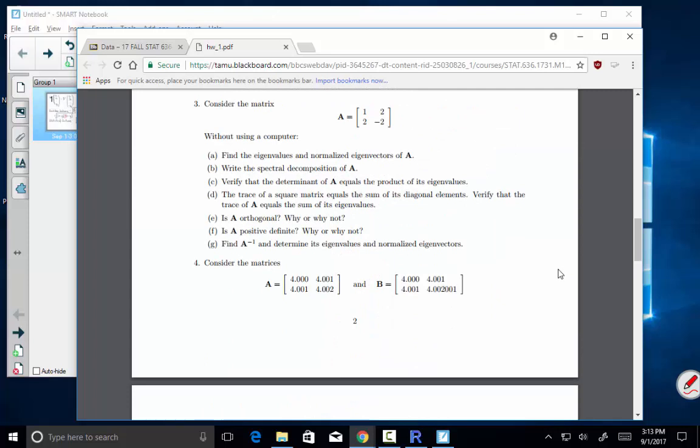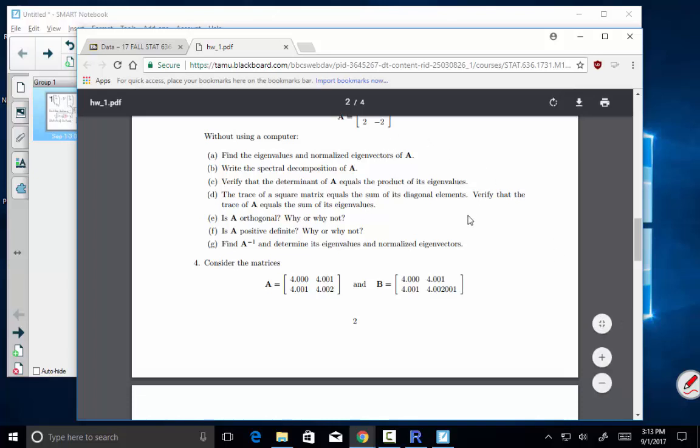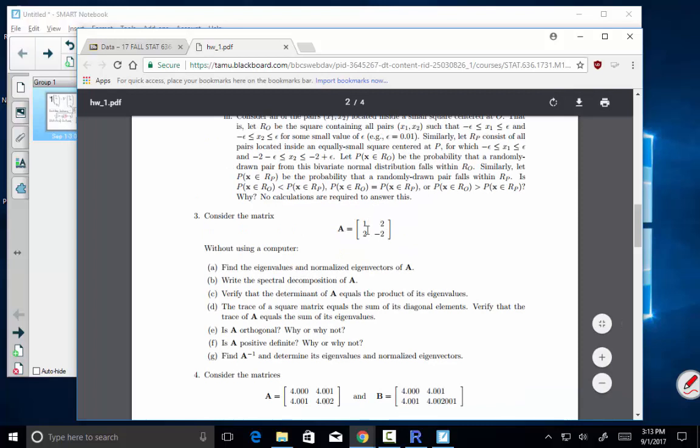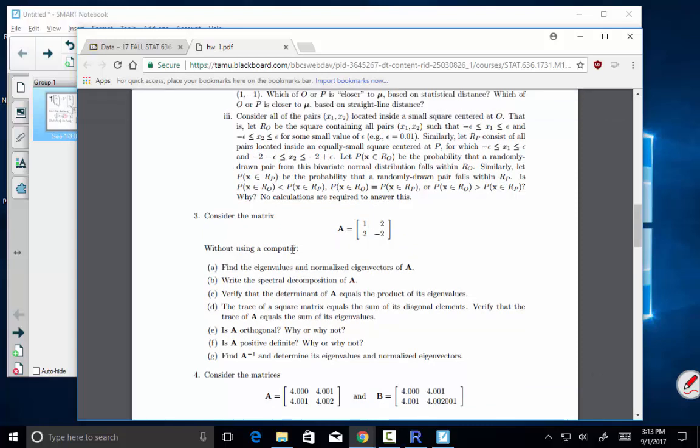And number 3, I'm asking you to do very basic linear algebra calculations and assessments. I gave you a square matrix. That means the same number of rows as columns. And then I'm going to ask you, without using a computer, because I think this is a good exercise for you to make sure you really understand what an inverse is, what an eigenvector, what an eigenvalue, those things are, is to do it by hand. So for once in your life, do it by hand and find the eigenvalues and eigenvectors. Write what's called the spectral decomposition.